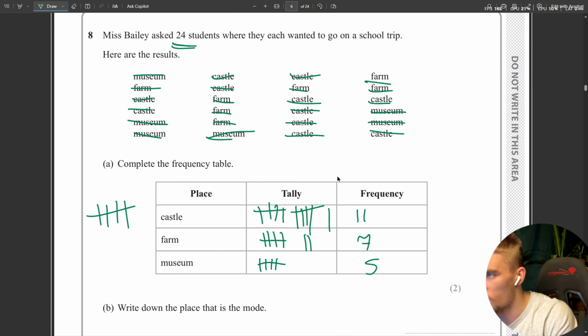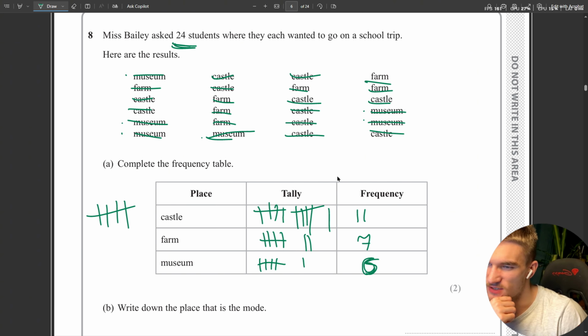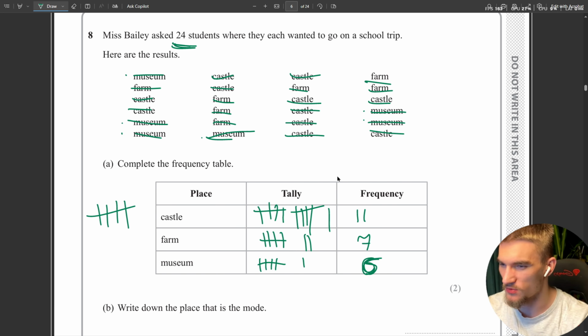Now they told us there's 24 students in total, so we could add this up to make sure we didn't miss any. So 11 plus 7, that's 18. 18 plus 5, that's, I think we got it wrong. Looks like we missed one, right? 6 museums, sorry. So now it adds up to 24.